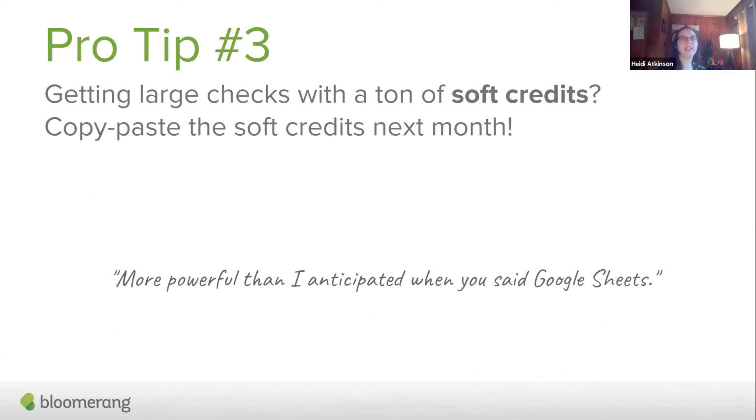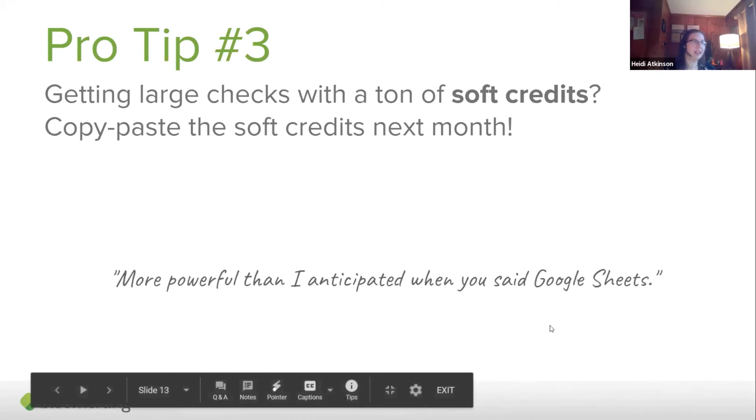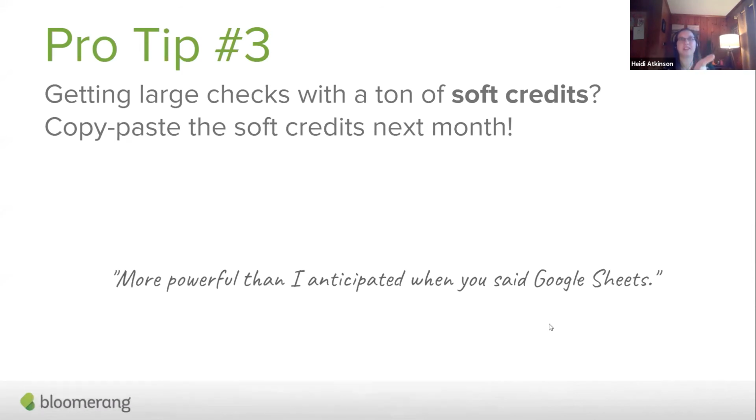Pro tip 3, we didn't have this come up from the couple of people I was working with in the early access, but we figured it would work based on that payroll deduction chat, the soft credit scenario. So this is what I was saying: you get that United Way check, it's got a whole bunch of soft credits associated with it, and then you can just copy paste that for next month, for the next time you get that check. I copy pasted the entire row here, and you could definitely do that, but you can also just copy paste that soft credit list of the people who get a soft credit on this donation.